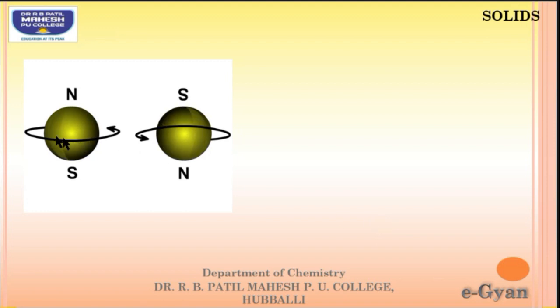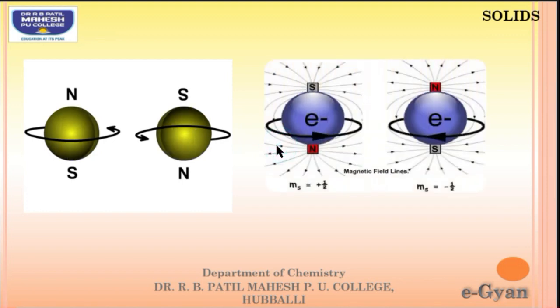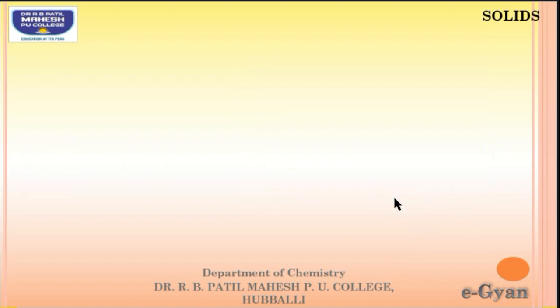See here, one electron is moving clockwise and one is anti-clockwise. And due to this, we are going to expect either plus half or minus half as the values. And these values will result in 3 types of magnetic properties, mainly for your syllabus.